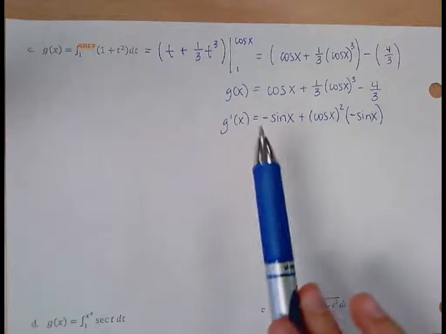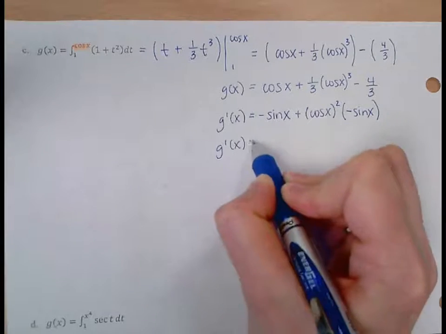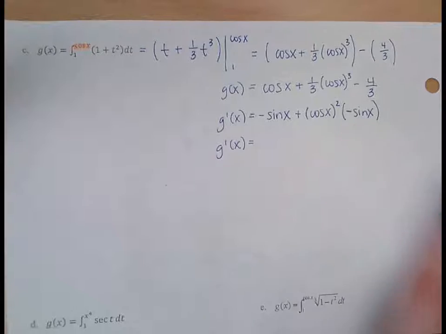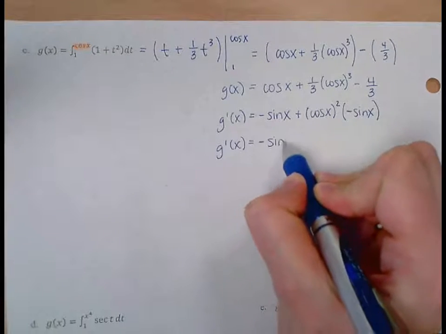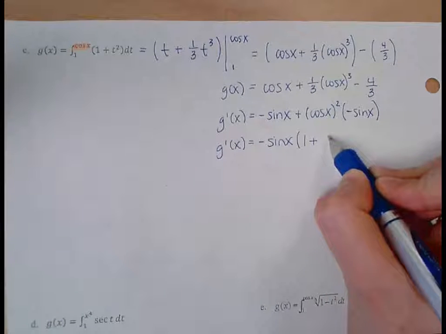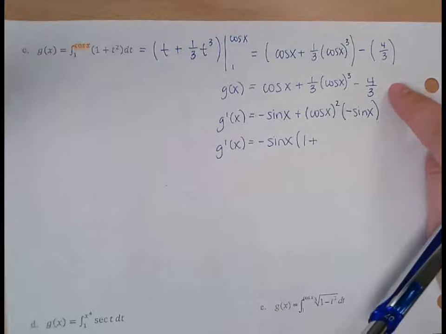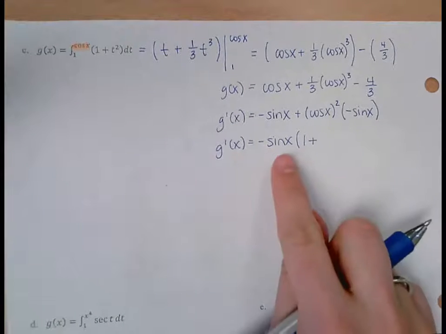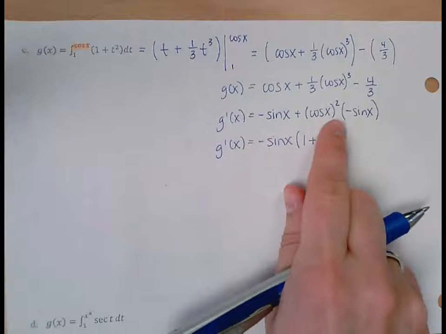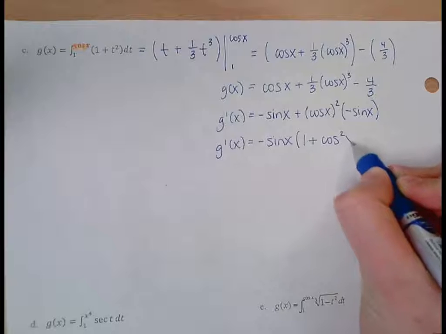However, I'm going to rewrite this because I could factor out a negative sine of x. So I have negative sine of x times the quantity 1 plus cosine of x squared. If I factor out negative sine of x, this would just be 1, and this would just be cosine of x squared. I'm going to write that as cosine squared of x.